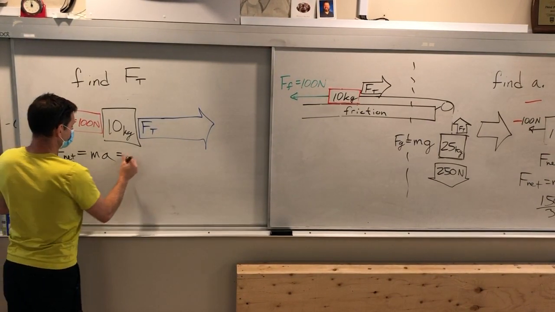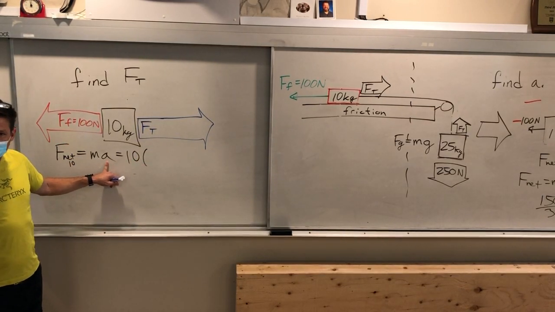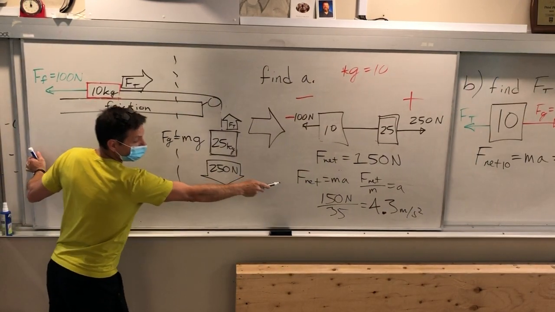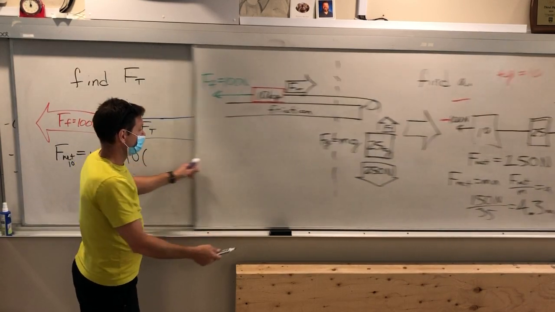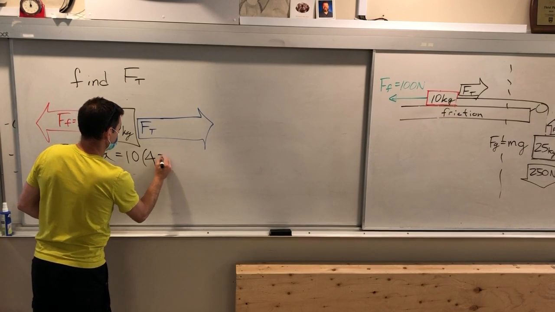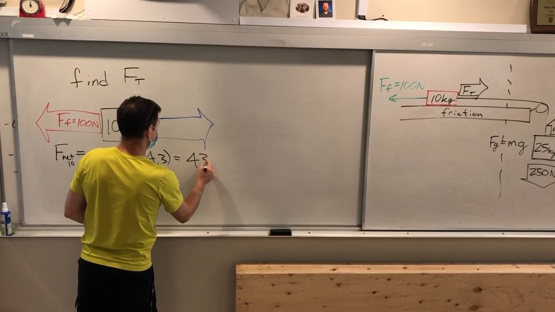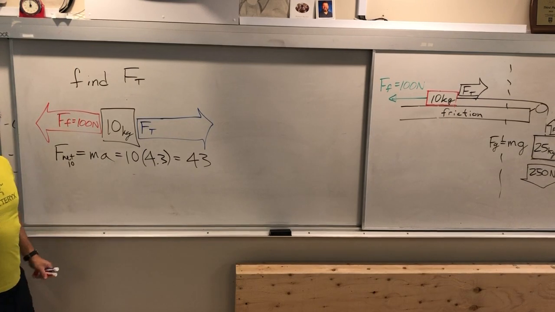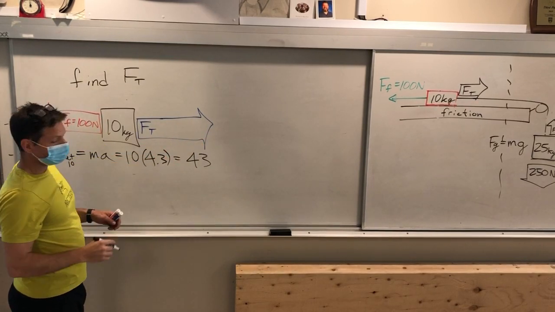F net equals MA, 10. Now we need the acceleration. So we calculated the acceleration before, it's 4.3. And because that acceleration is the same for all the blocks, we can use it here. This is literally facts. So what's the answer? 43. My net force is 43. Is it positive or negative? It's positive. It's going that way, right? And then the 100 would be negative.